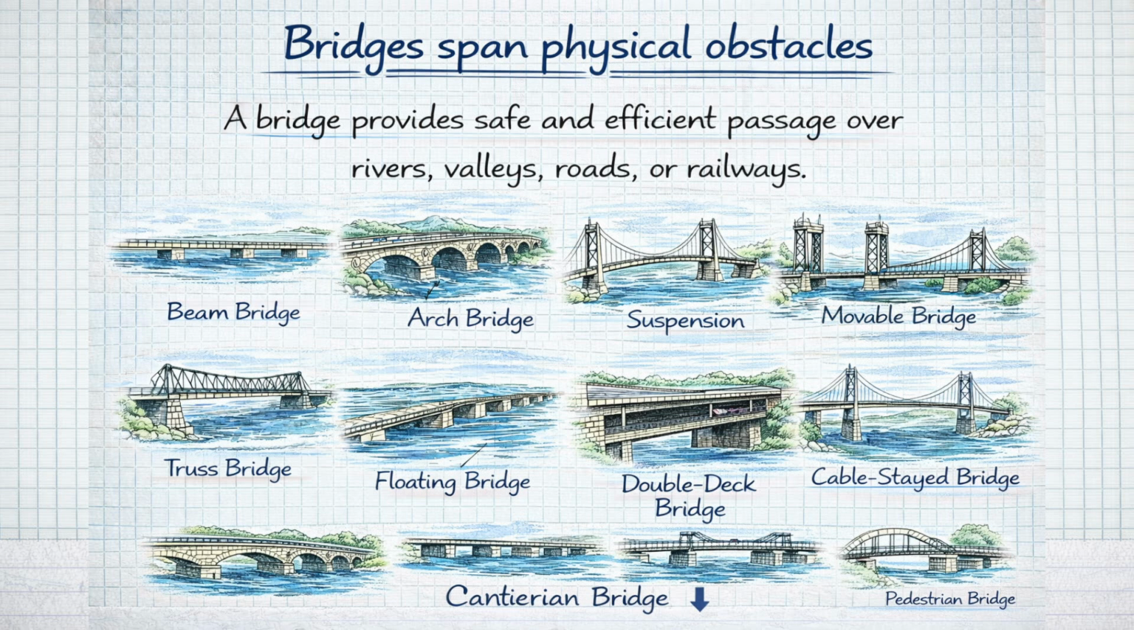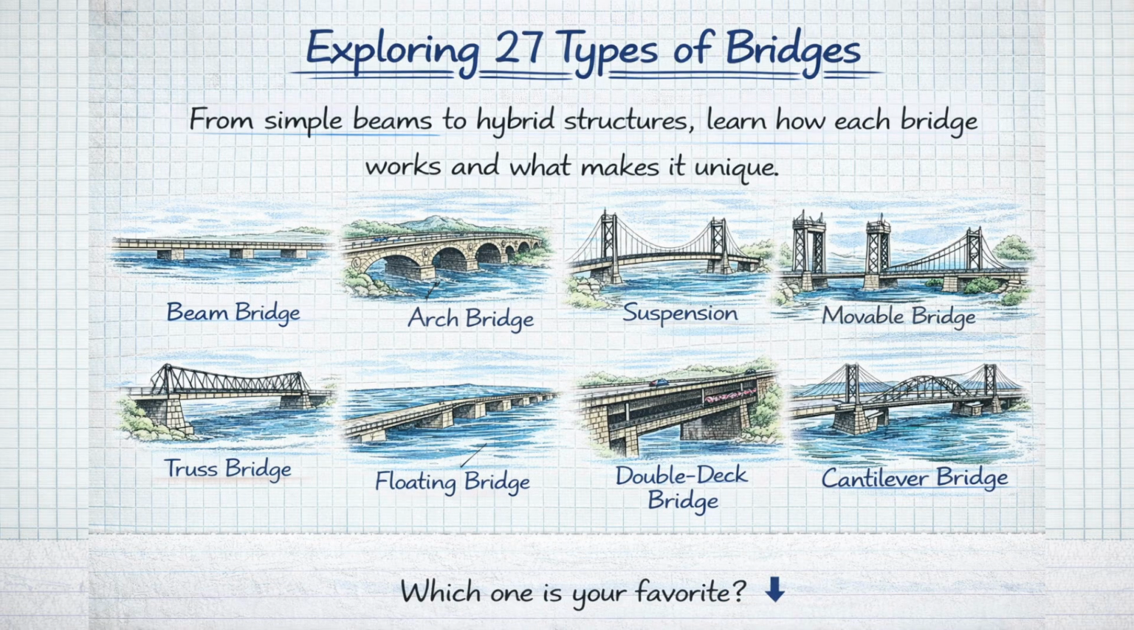A bridge is a structure designed to span physical obstacles such as rivers, valleys, roads, or railways in order to provide safe and efficient passage for people, vehicles, or utilities. In this video, we explore 27 different types of bridges, ranging from simple beam designs to advanced hybrid structures, explaining how each one works and what makes it unique from an engineering perspective.